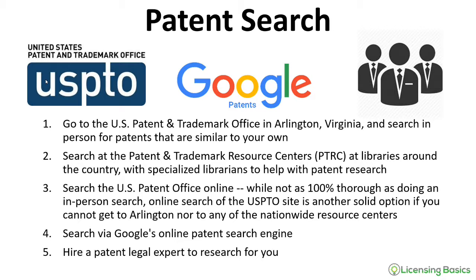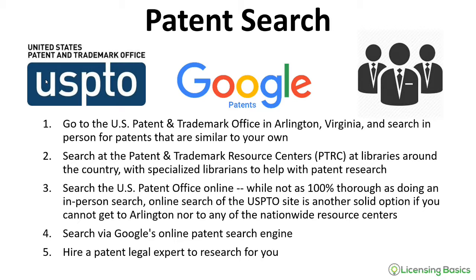Second thing I would do is I would do a patent search. Now, there's a few different ways of doing patent searching, and you can get pretty involved in patent searching. It can take a long time for a truly thorough patent search. But here's some of the ways of doing it. So number 1, you could go to the U.S. Patent and Trademark Office in Arlington, Virginia, and search in person for patents that are similar to yours. That's the first. Most people are not able to do that unless you live in Virginia.